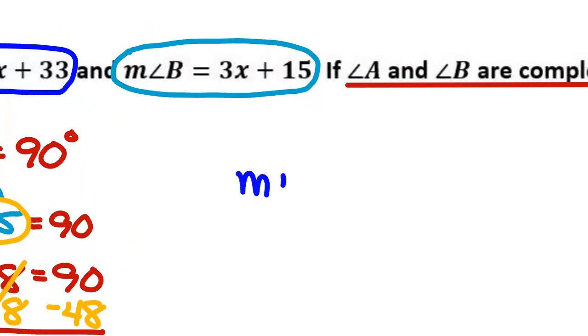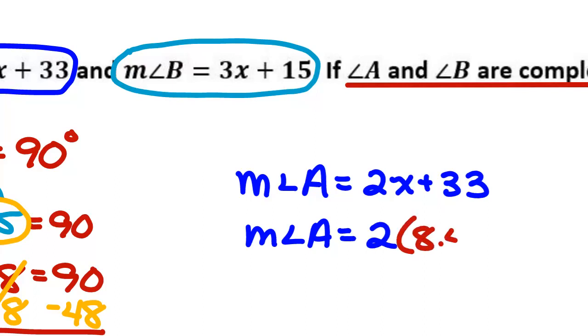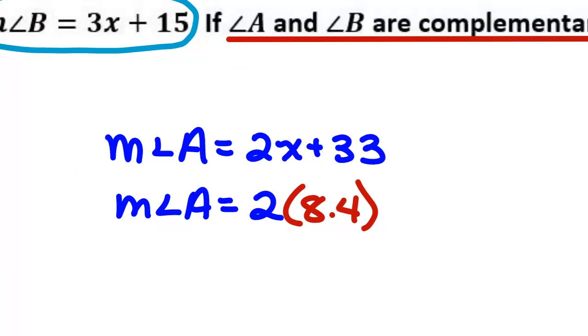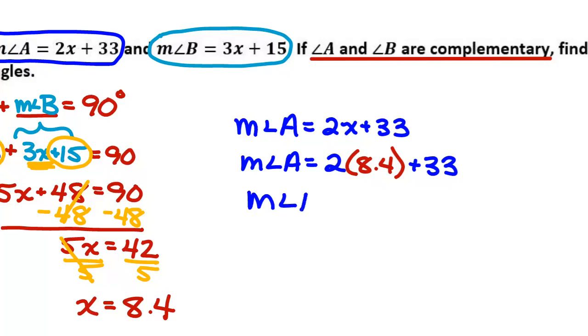So I need the measure of angle A. That was 2x plus 33. And we just figured out that x is 8.4. So 2 times 8.4 plus 33. What do I get from doing 2 times 8.4 plus 33? 49.8.